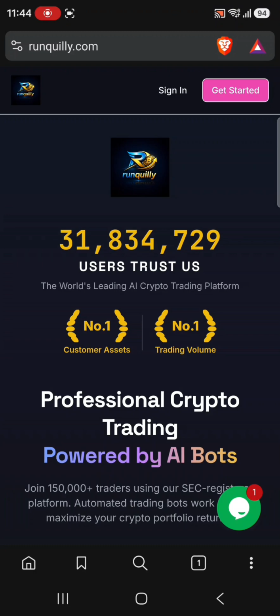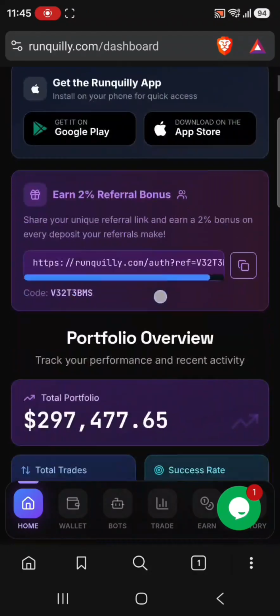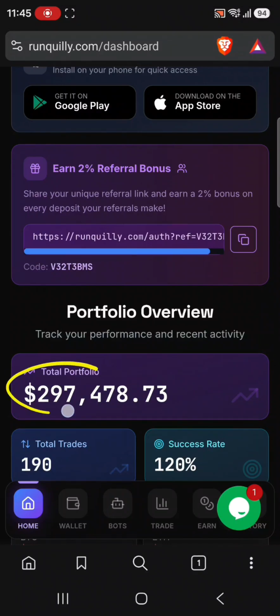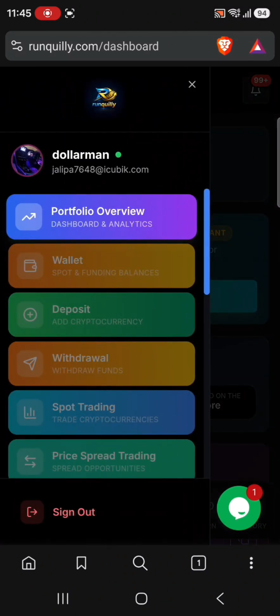After searching runquilly.com, just sign in if you have an account already, and make sure your account is KYC and email verified. If you don't have one, click on get started and register with Runquilly. After that, you fund your account. You can see mine is funded with 297,000 USDTs. Plus the one in Binance, which is 100K, you get almost 400,000 in USDTs.